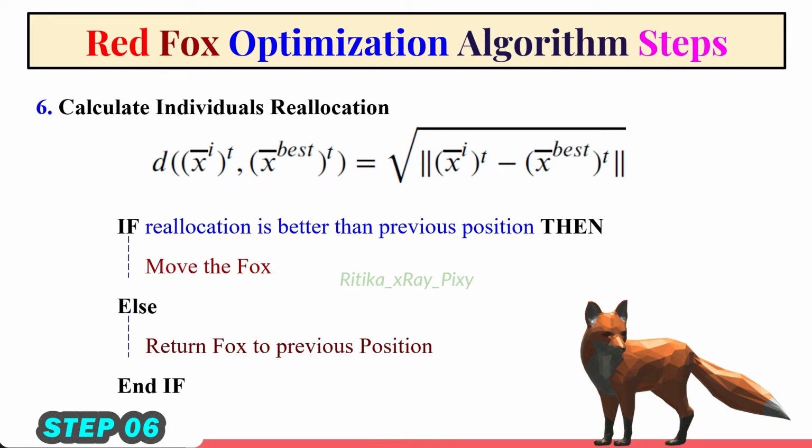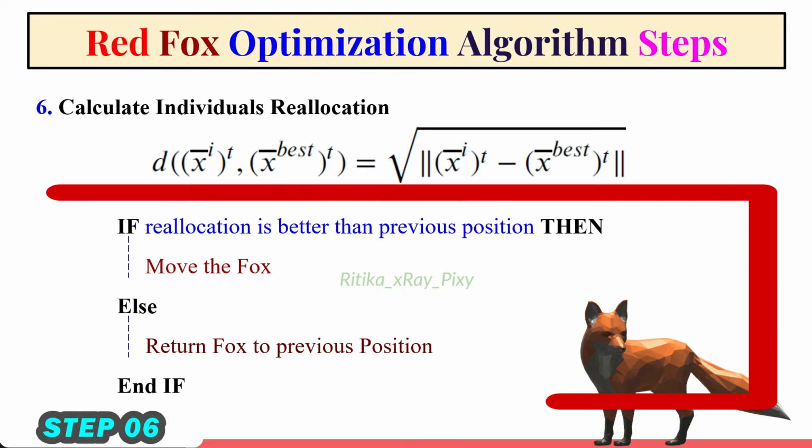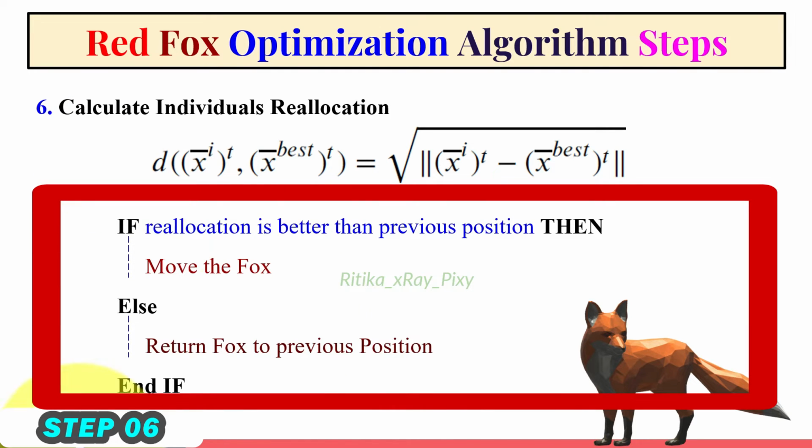Now we will move the foxes. Here we will check the fitness value of the new position after they move toward the best location. If the new positions are not better, then we will return the fox to the previous position, because we need the best solution. Suppose we have an individual whose fitness value before is better than the new fitness value, so we will consider the older one, not the new one. So here we will check all individuals' new position fitness values, and then we will decide whether to move the fox or return the fox to the previous position.